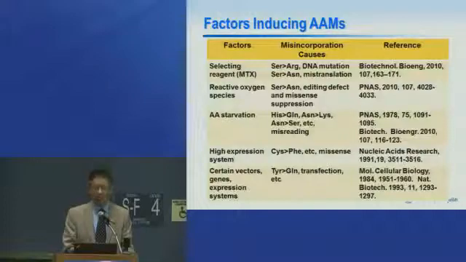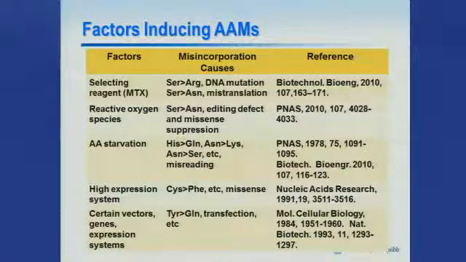Other factors also contribute to amino acid misincorporation, such as the cell-selecting reagent where you develop your cell line, and also reactive oxygen species in the formulation or in the expression media. Another factor is amino acid starvation. If your expression media does not have enough serine, sometimes the cell will bring asparagine to that site because these two look very similar.